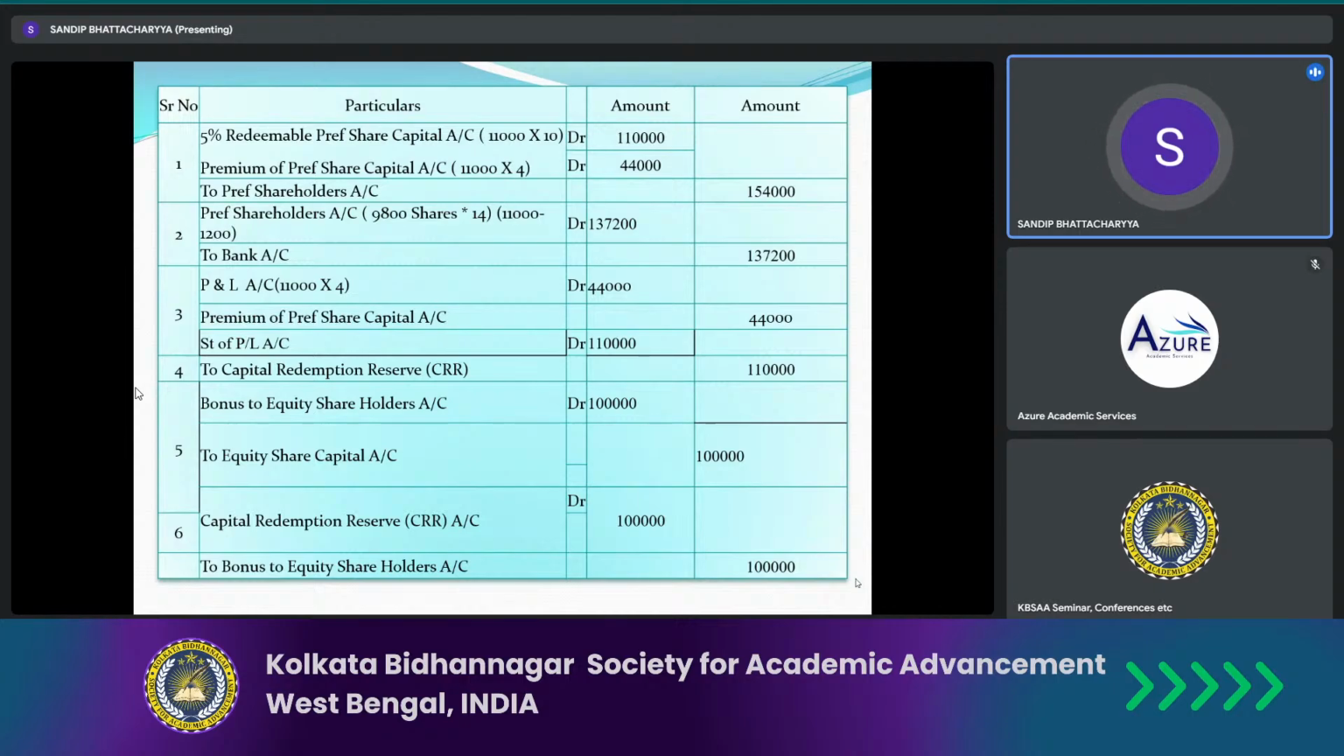Now the journal entry number 3, that is this premium value, how it will be set aside, that is profit and loss account debit. As you know very well that in the sum you are having rupees 2 lakh in your profit and loss account. So profit and loss account debit to premium on preference share capital account is rupees 44,000, that is 11,000 shares into rupees 4. But your question may be, 1,200 preference shares cannot be traced, but you still need to set aside this premium.